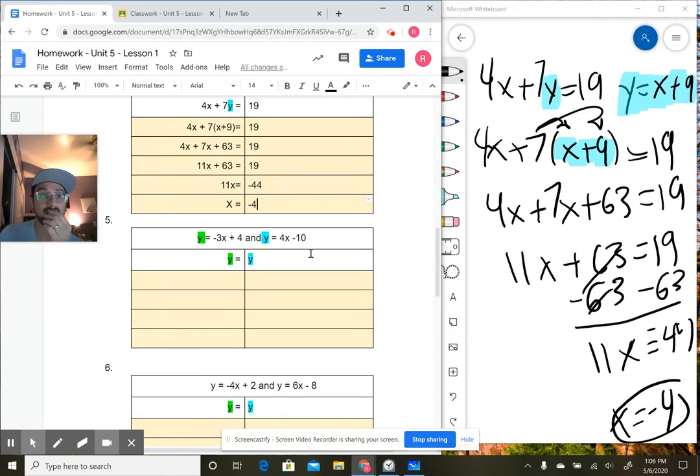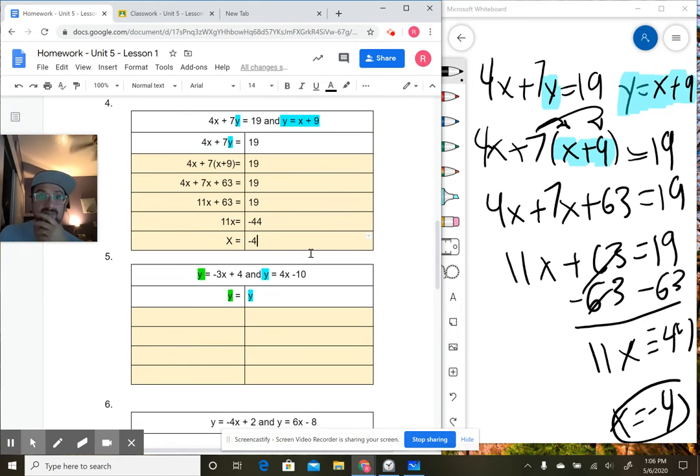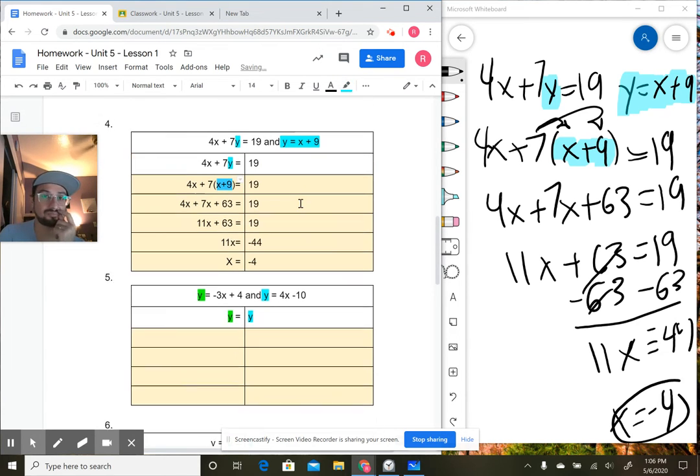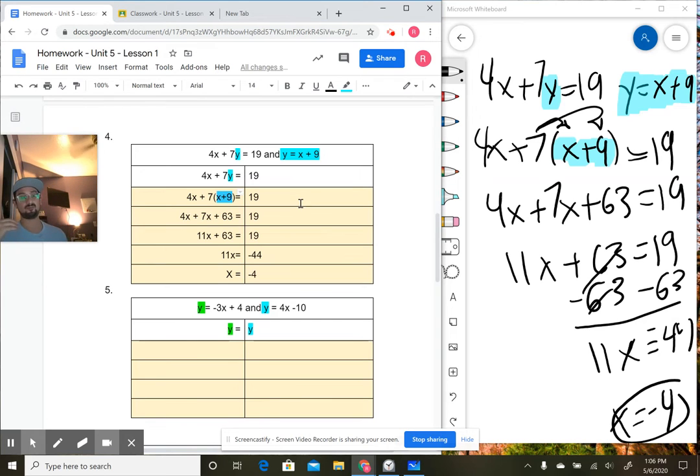So that's the answer for that one. We substituted y for this one. So for the other ones, this is the case where one is y equals something, and the other one is in a weird form, not y equals mx plus b. We take that y equals and plug it into the other equation to solve for x.